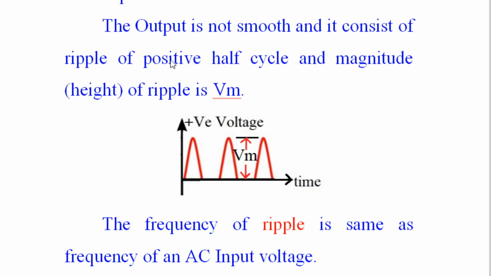And it consists of ripple of positive half cycle only, because the negative half cycle is removed. The magnitude, that is the height of the ripple, is Vm, because this is the maximum voltage. The height of ripple is equal to Vm. And remember, Vm is equal to Vp minus 0.7 volt. 0.7 volt is the drop across the diode.